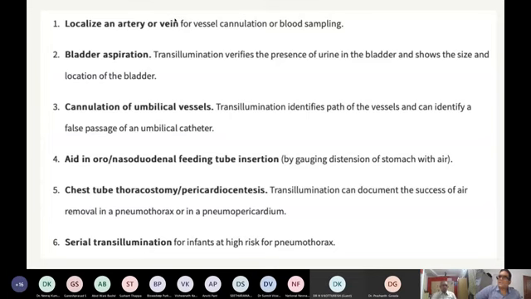And cannulation of the umbilical vessels. If you transilluminate, you can see the path of the vessel, and you can say whether it's in a false passage or an umbilical artery or a vein. And then it can help in transillumination for pneumothorax and also intestinal perforation. So these are the various uses of a transilluminator.